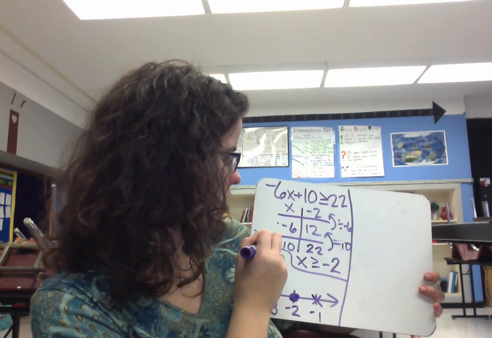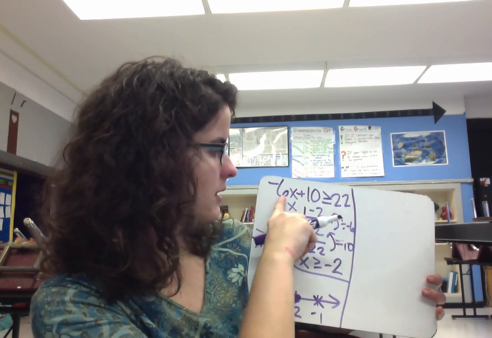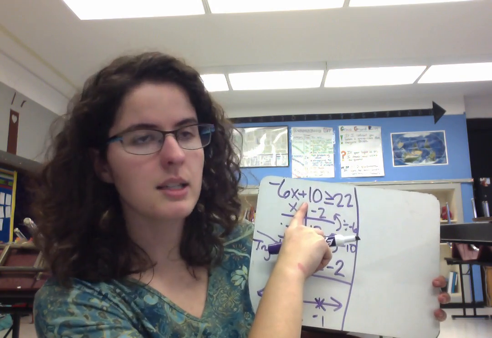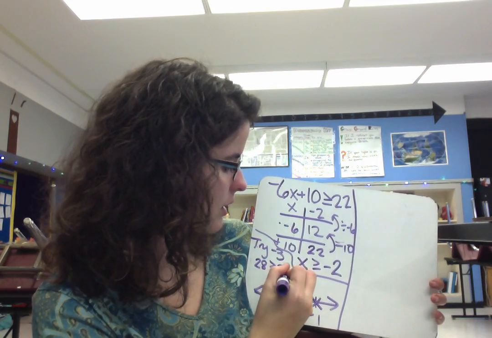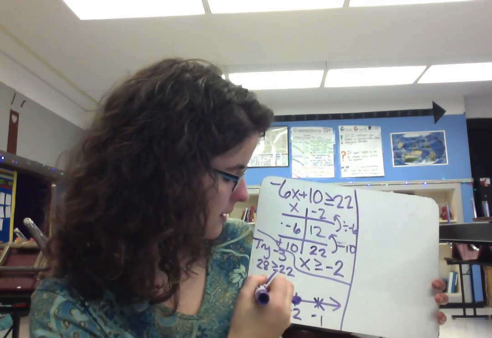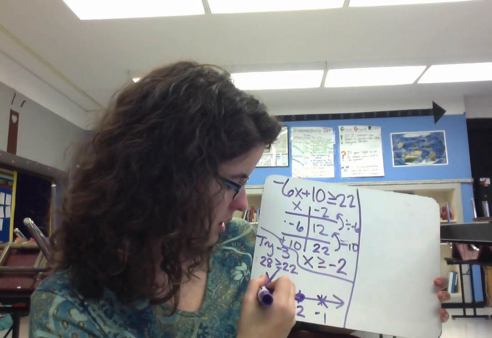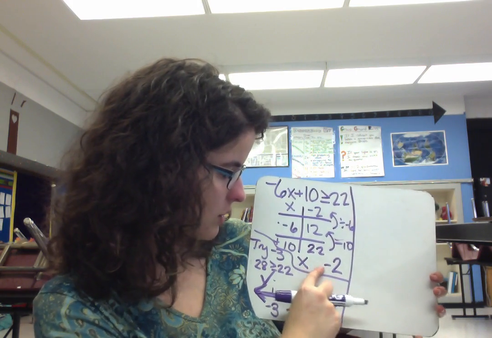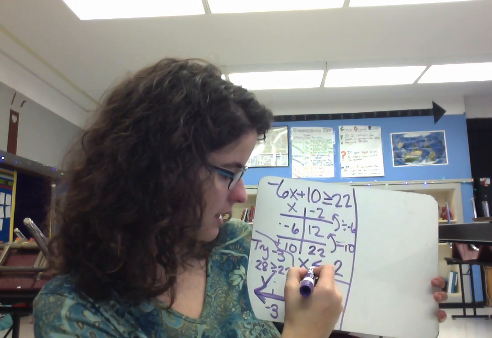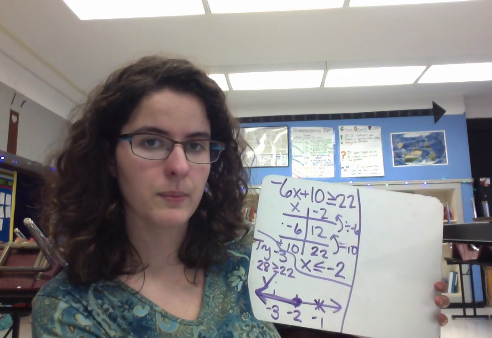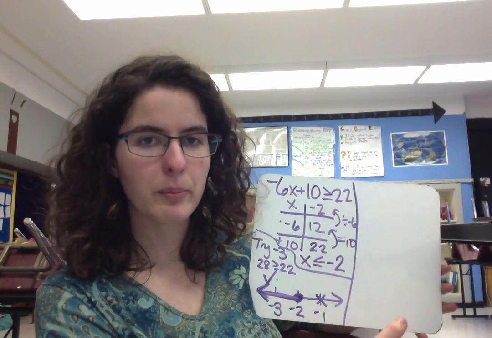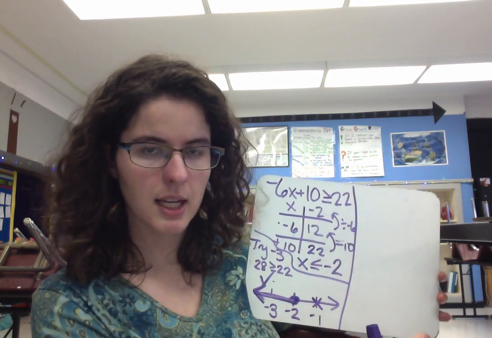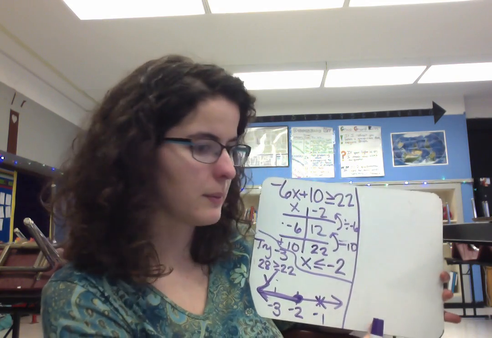Now let's try -3. -6 times -3 would be +18, plus 10 would be 28. 28, is that greater than or equal to 22? Yes. So actually, it's not x is greater than or equal to -2, it's that x is less than or equal to -2. We had people starting to notice that the inequality was reversing or flipping for some reason when you had this negative thing that was being multiplied.